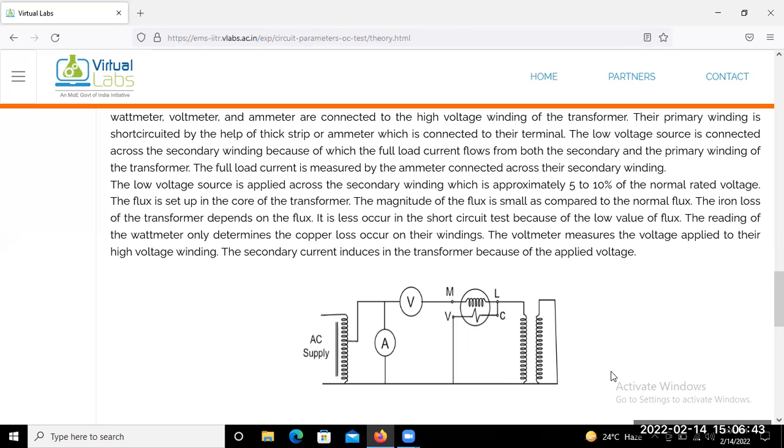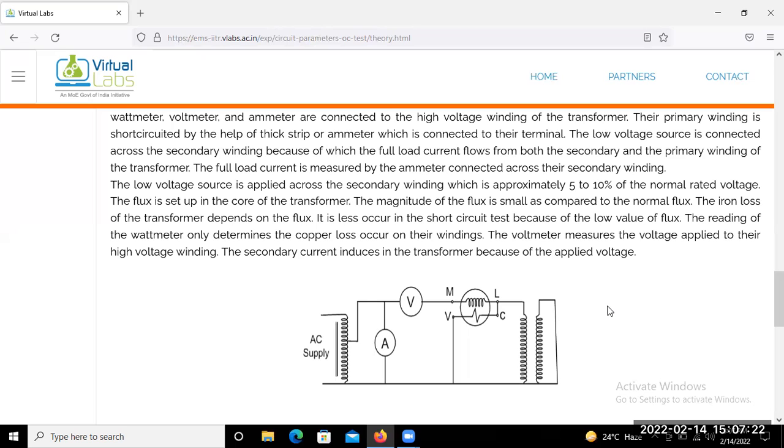So the low voltage source is connected across the secondary winding, because the full load current flows in both the secondary and the primary winding of the transformer. The full load current is measured by the ammeter connected across the secondary winding. The low voltage source applied across the secondary winding is approximately 5 to 10% of the normal rated voltage required for the rated current to flow in the transformer, so 2 to 12% or 5 to 10% in this range of voltage.